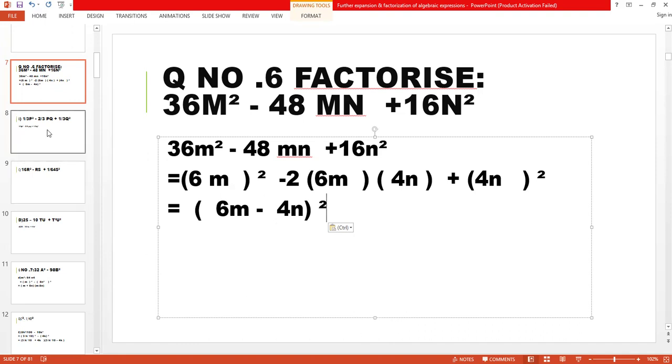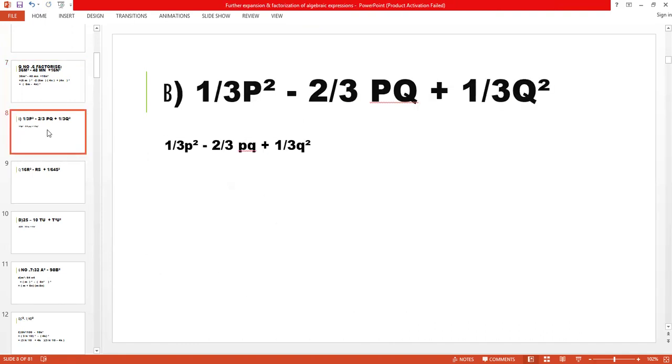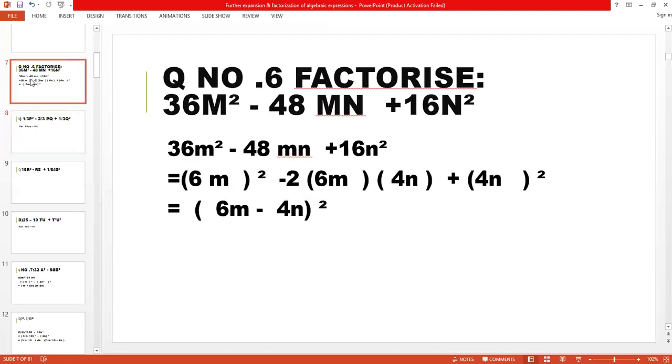Now we come to the second part of this question. Again, very easy. A fraction is given, but you must remember which fraction it is. But before solving, look here, 1 by 3. Oh, one more thing. Look here. (6m minus 4n) whole square. This is not our answer. First, we have to simplify.